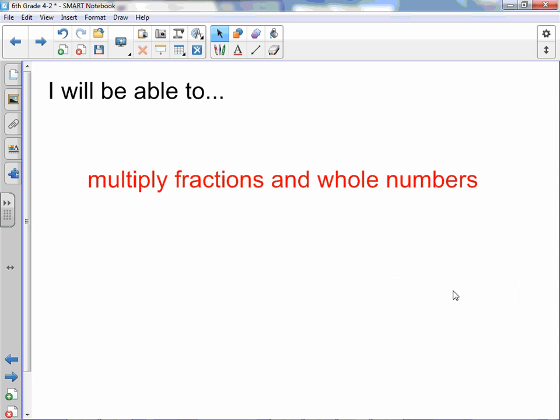Chapter 4, Lesson 2, Multiply Fractions and Whole Numbers. You will be able to multiply fractions and whole numbers.